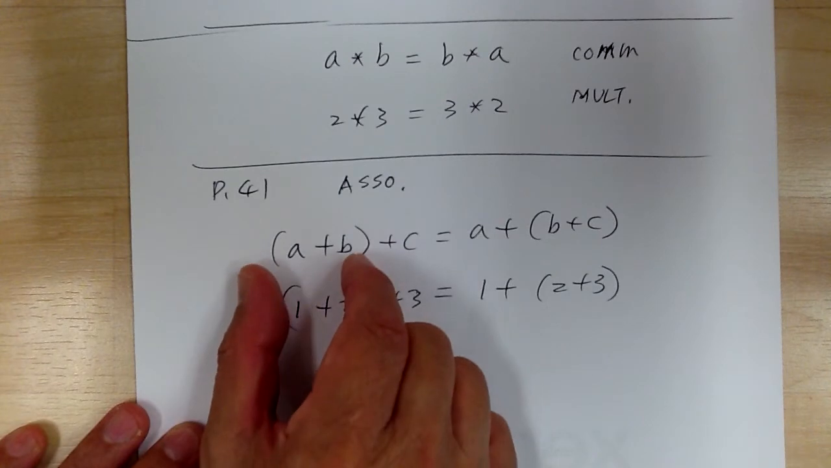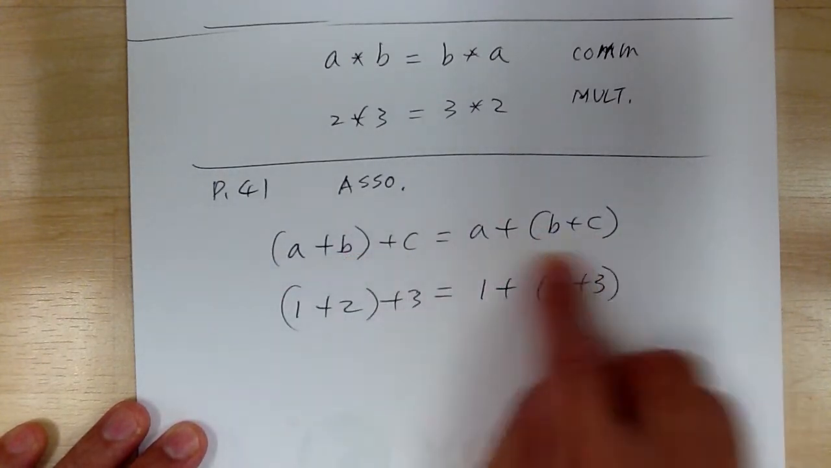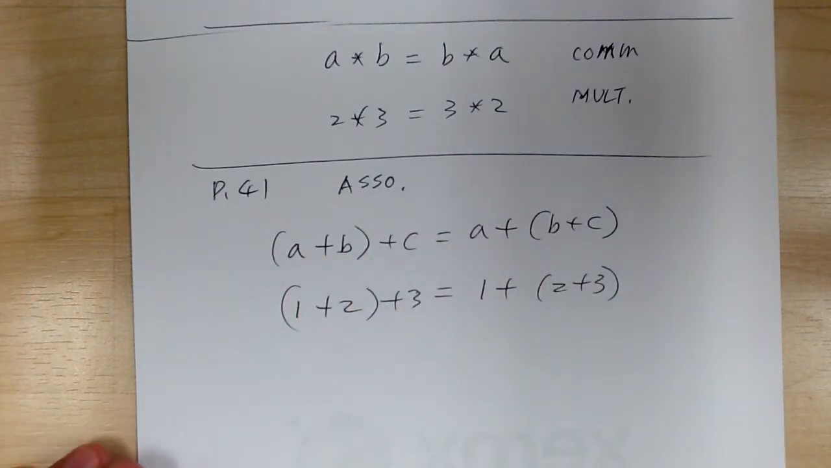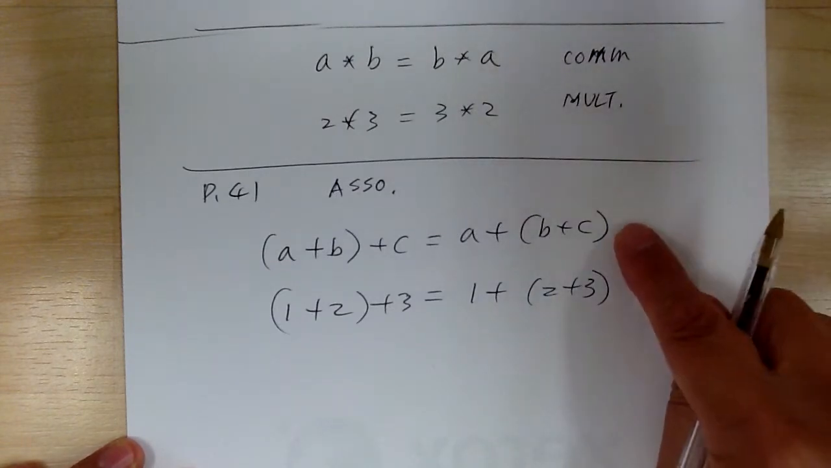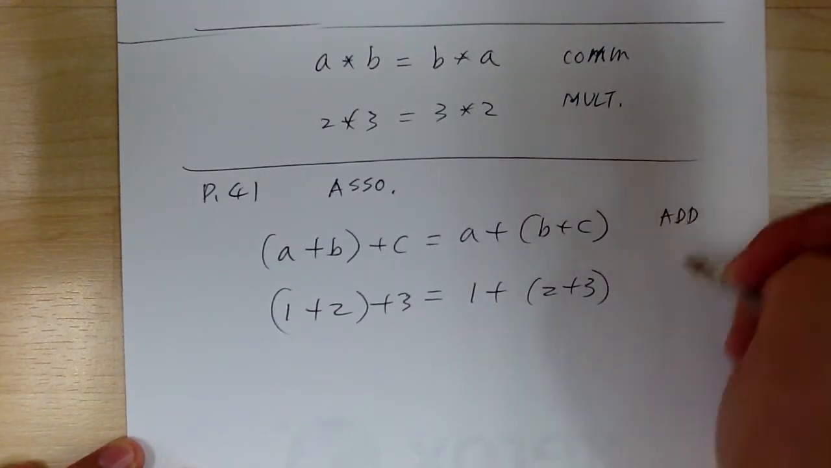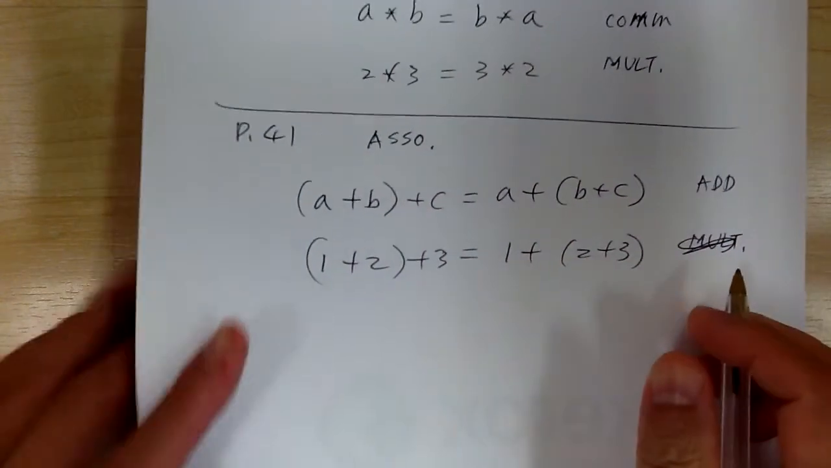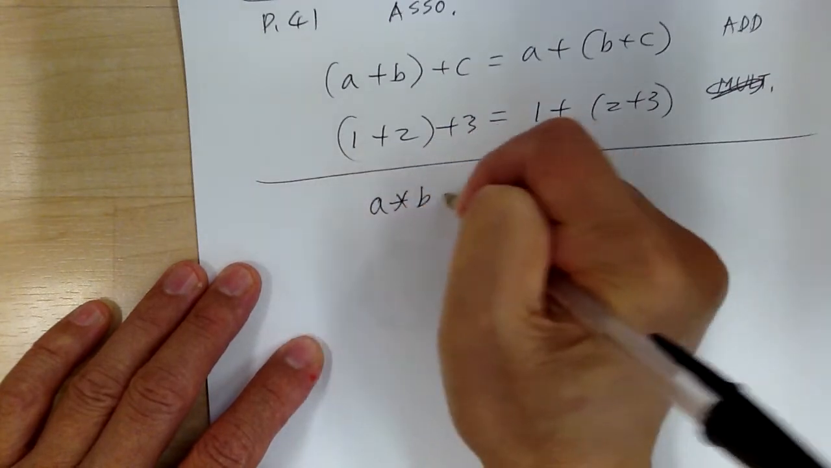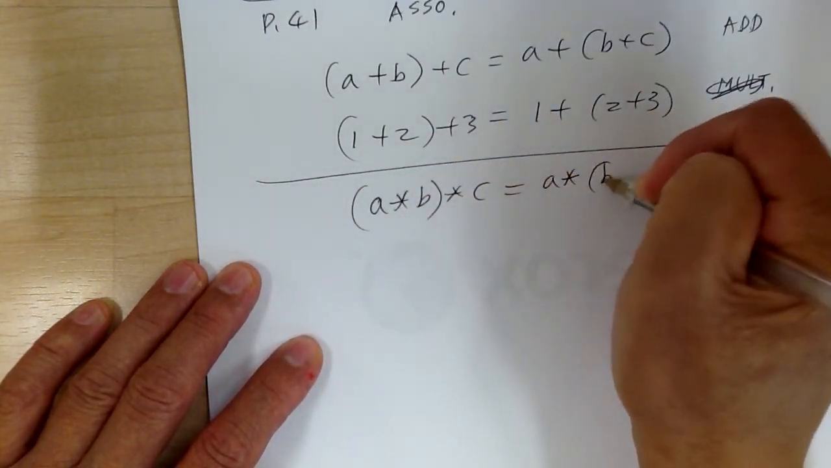Over here, you do this first. Over here, you do the last two first. But the position does not change. You have ABC, you have ABC. So this is the associative property of addition. This is addition, and this is multiplication. You can do the multiplication too. For example, if you have A times B times C, this is the same as A times B times C.